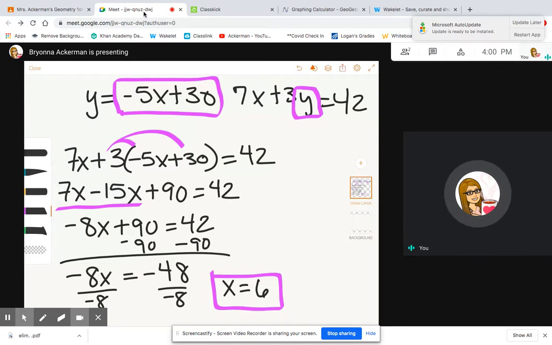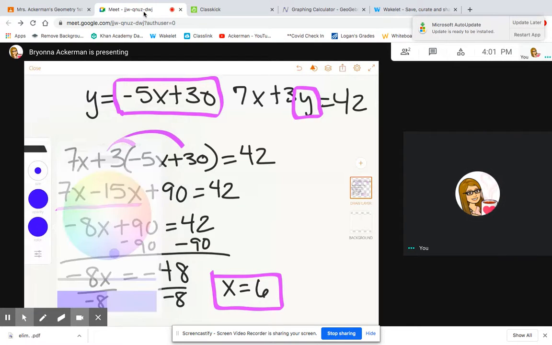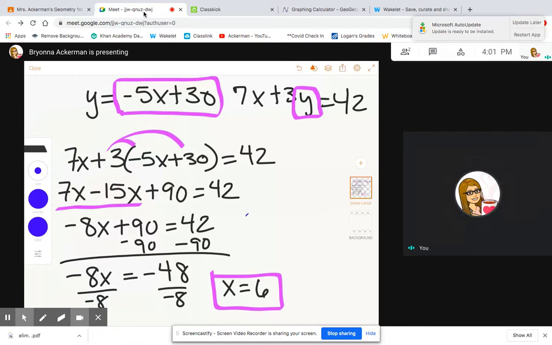So now that you know x, though, you can go back to the original equation. It doesn't matter which one. You can use either one. I'm going to use the one where y is by itself because now I need to solve for y. So I'm going to substitute 6 in for x and solve there. So let's use a different color so it's easier to see. Okay. So I'm going to do y equals negative 5. But then instead of x, I'm going to use 6 because now I know that x is 6, plus 30.